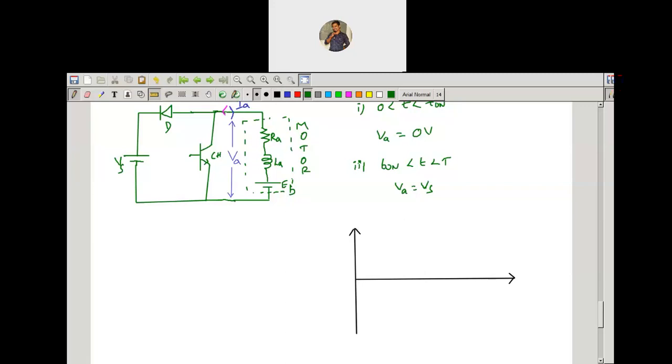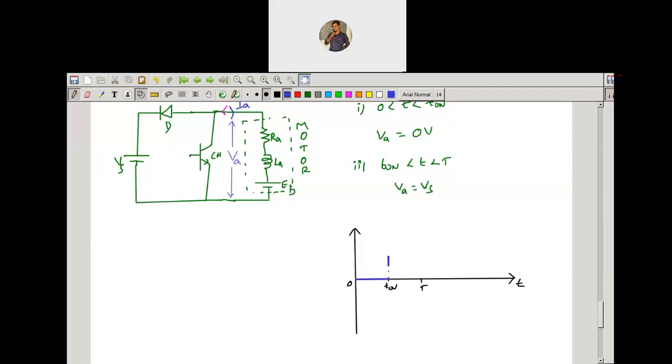Now let me show you this parameter on the x-axis, the time axis. This is the on period, T on time, and this is the T. Now you observed 0 to T on period. We observed what the armature voltage is. So armature voltage goes to 0 volts. Armature voltage is equal to 0 volts, right?